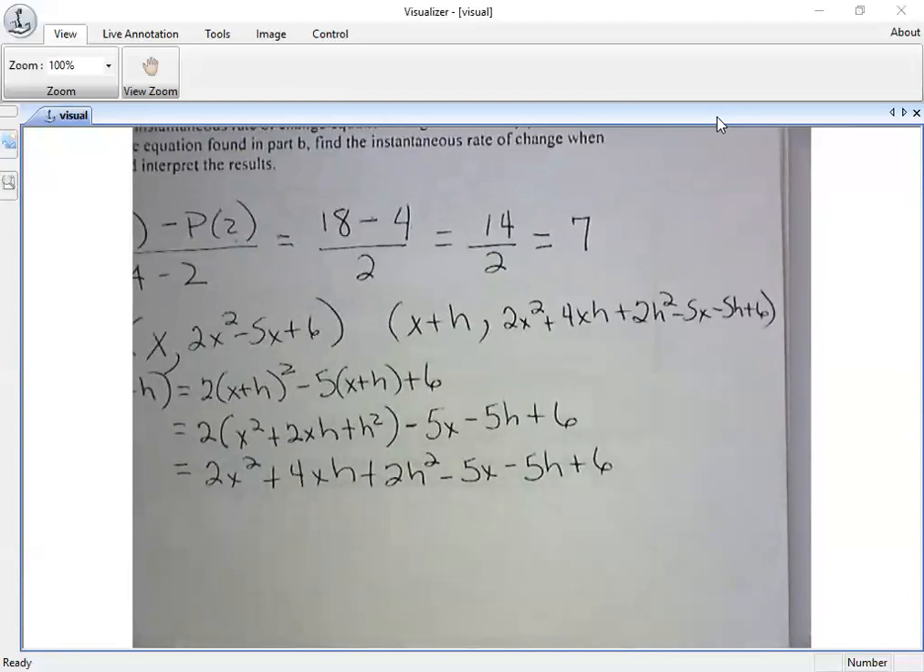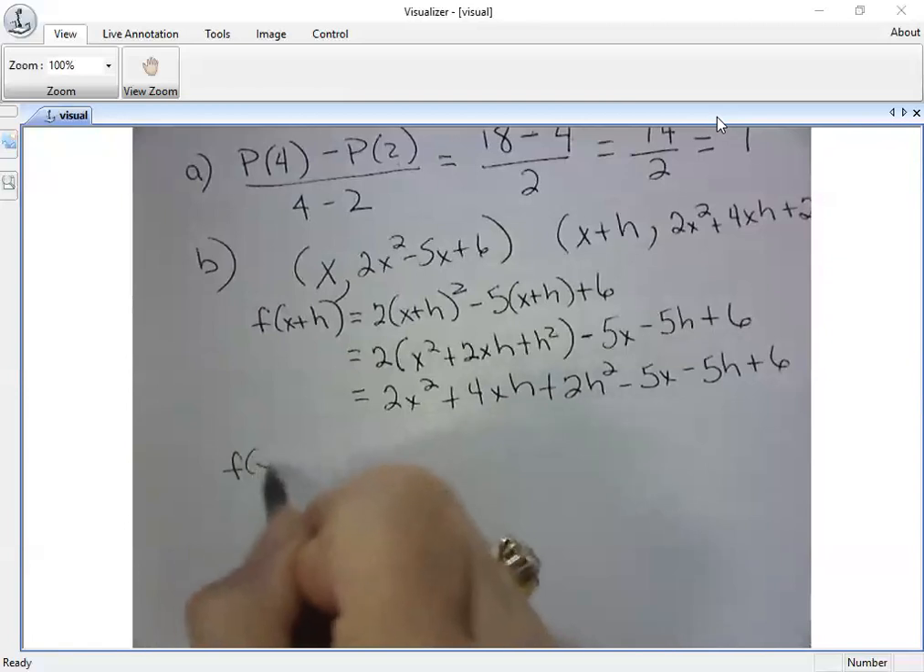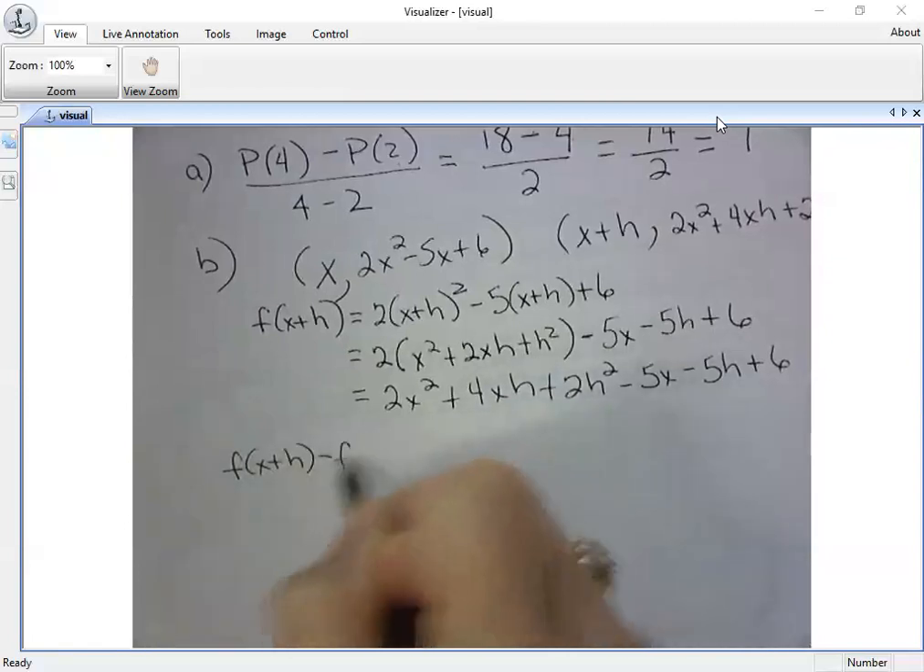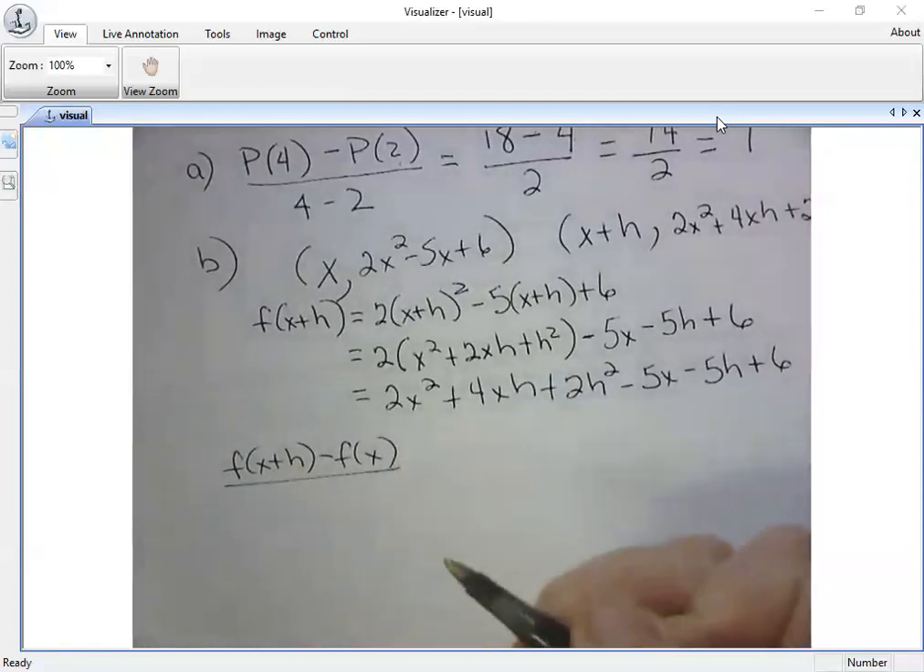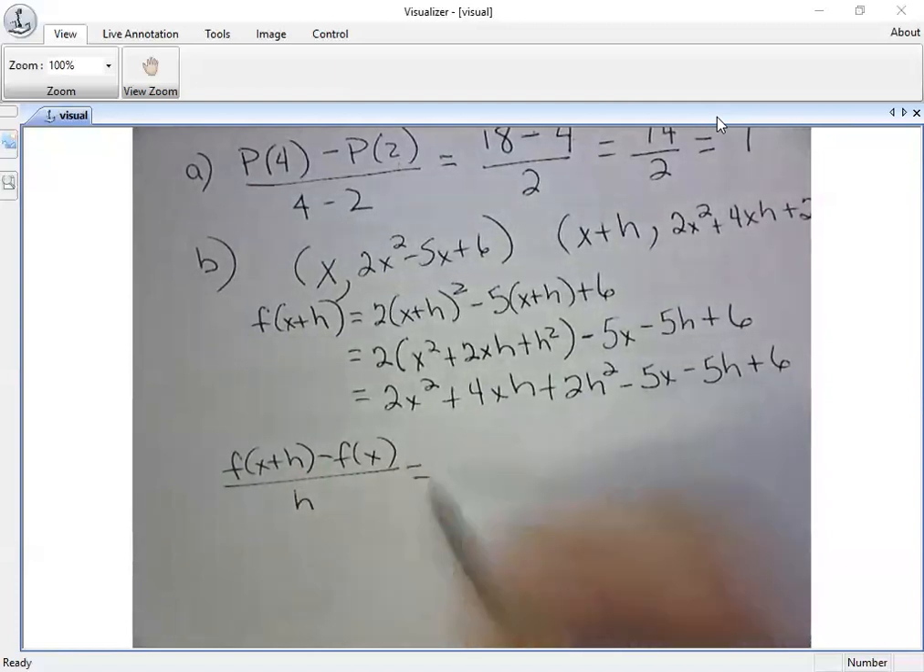I'm ready to go to that little formula, right? The f of x plus h minus f of x. All right, so we're going to have f of x plus h minus f of x on top over what goes on bottom? H. Hope you guys don't mind. I'm kind of combining those two steps in the middle. I think it's easy enough to do that.